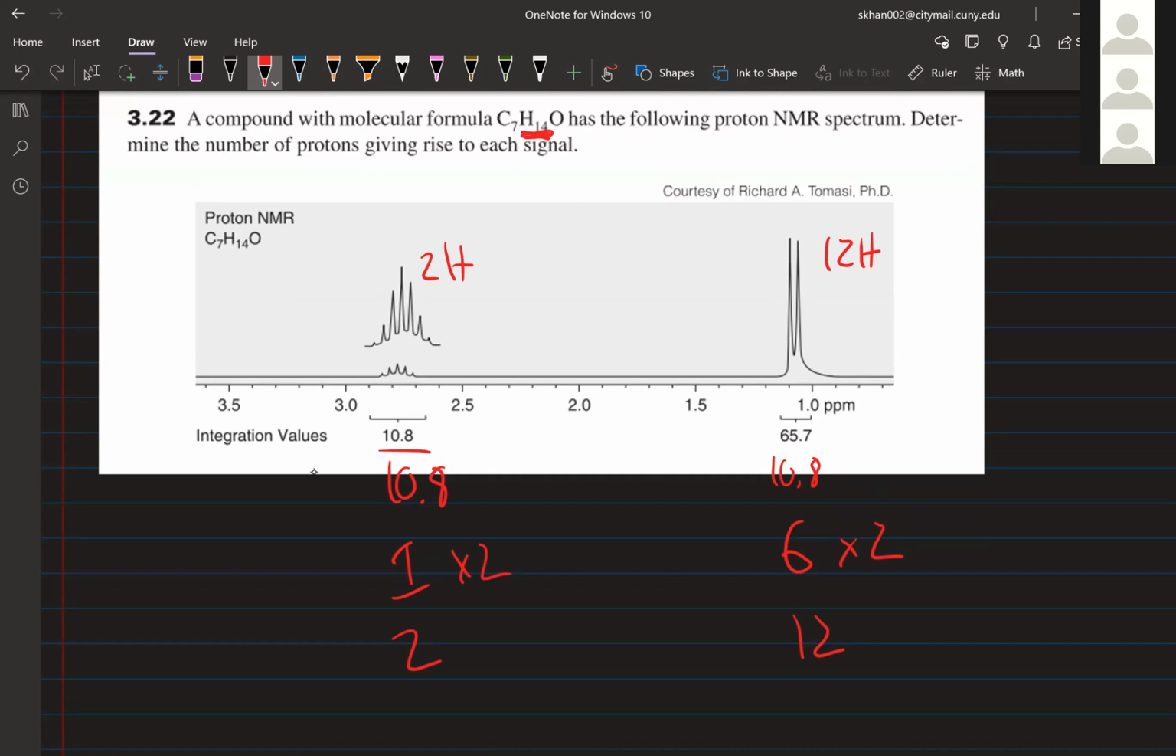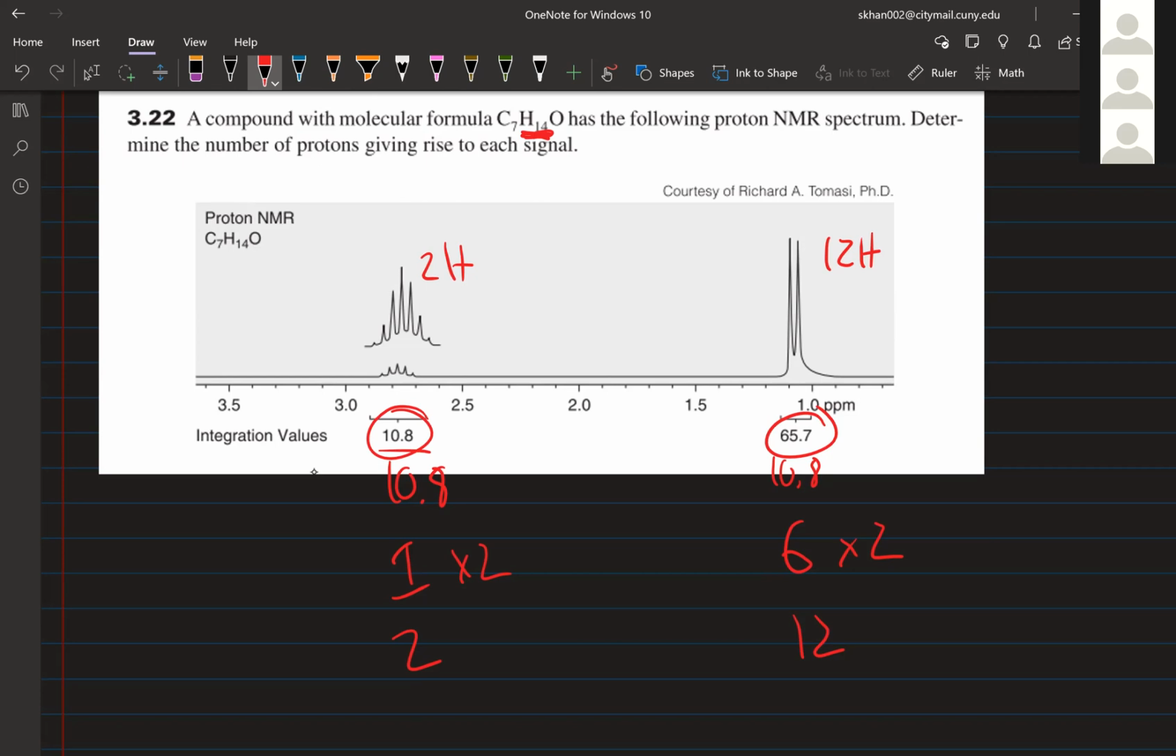And make sure you don't mess up the count, right? Sometimes you'll have to do that multiplication. This is just to teach you in case you get questions where you're given integration values like this. Generally, I very rarely see them do that; they'll usually just give you the direct number of protons for each signal. But I just want to make sure you know how to do it in case you run into it, and you don't know what to do. I don't want people to run into that situation, right?